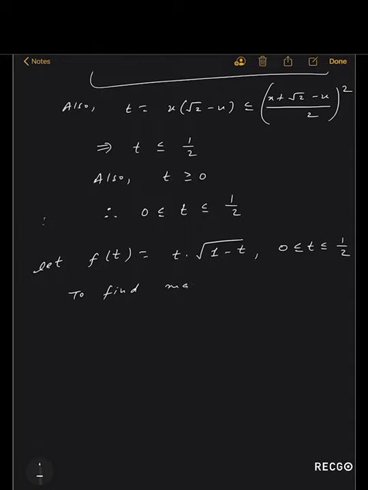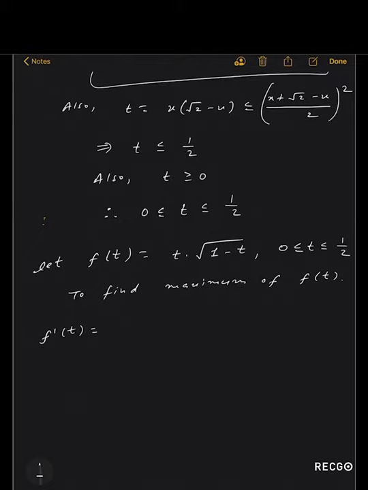Because we have to maximize PA into PB into PC, which means we have to find the maximum value of f of t, right? With the constraint that t lies between 0 and 1 by 2. Okay, so applying the second derivative test, for that we first have to find f dash t, equating it to 0, we will get the value of t, or we can apply the first derivative test also. Okay, so let us first see what is f dash t.